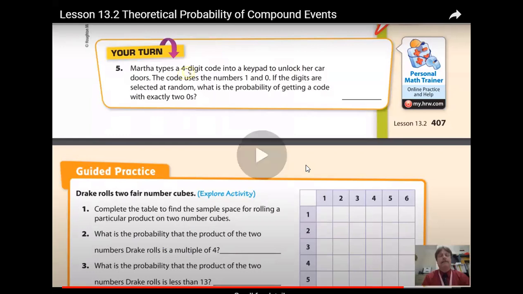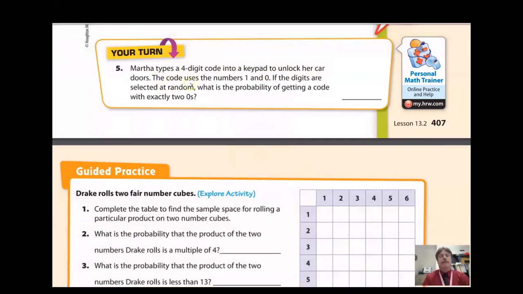Please listen. Types a 4-digit code into a keypad to unlock the car door. The code uses the numbers 1 and 0. If the digits are selected at random, what's the probability of getting the code of exactly 2 zeros?